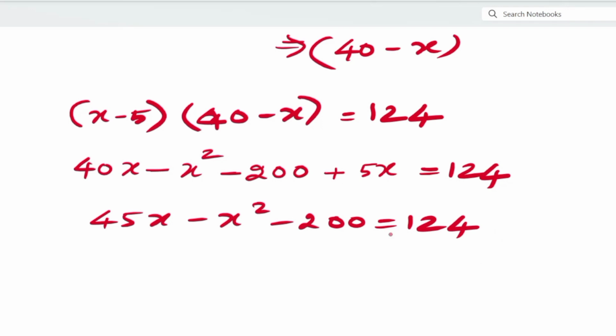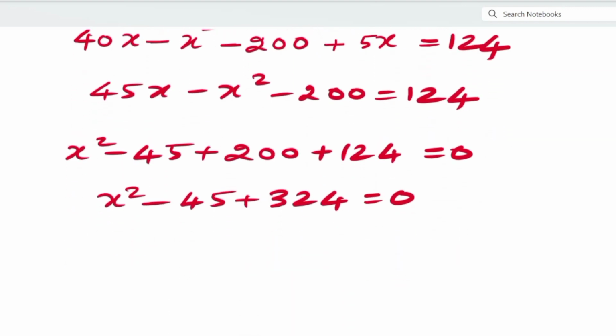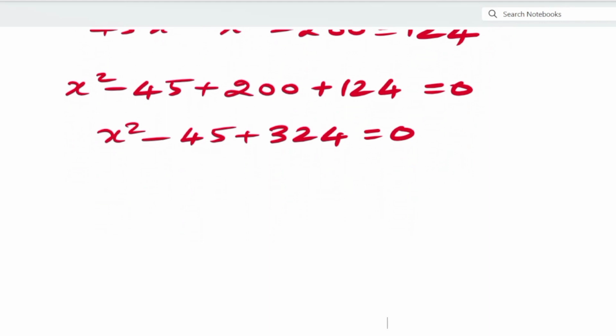We'll take all these terms to that side. So it will become X square minus 45X plus 200 plus 124 is equal to 0. So X square minus 45X plus 324 is equal to 0. So this is the equation which we have found out. Now we will be finding the value of X by the factorization method. So what is the product? The product should be 324.